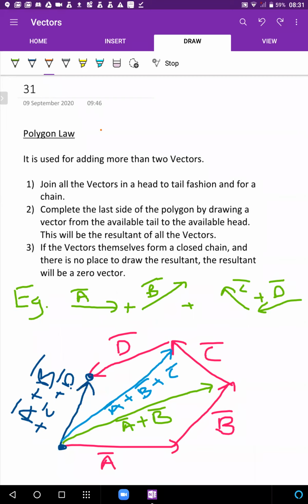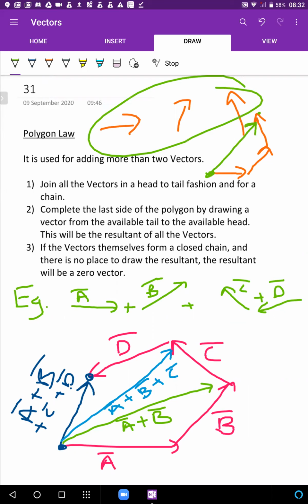Okay, so imagine if I had some vectors like this, what I'll do, I'll join them, I'll form a chain. ऐसा ज्वाइन किया इन वेक्टर्स को, चेन बन गया. चेन बनने के बाद अवेलेबल टेल, ये मेरा अवेलेबल टेल है, अवेलेबल हेड वो है, तो यहां से लेकर वहां तक जो वेक्टर बनेगा, that's going to be the addition of these three. Did you get that now? You just have to join them one after the other, create a chain, फिर available tail से available end, that's going to be the resultant.